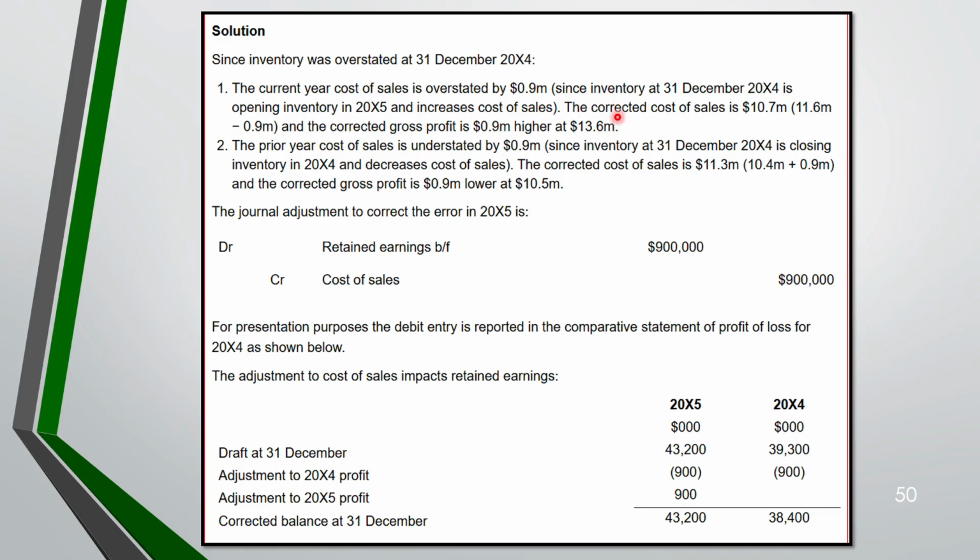So the corrected cost of sales is, and the corrected gross profit is, we'll see how. So cost of sales you have to deduct now. If it's overstated, you have to deduct. And what you have to do with your gross profit? Add. If you are deducting from your cost of sales, your gross profit will be higher by the same amount, 0.9.